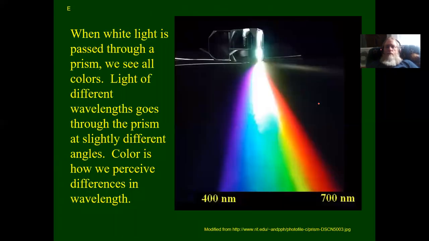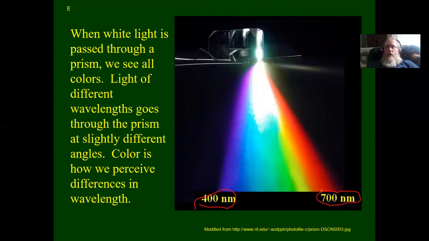All right, now, I'm sure you all know that if you send white light through a prism, that white light is broken up into all these pretty colors that we call a spectrum. And this happens because light of different wavelengths goes through the prism at slightly different angles. And color is how our brain perceives differences in wavelengths. And it turns out the short wavelength end of our vision, down here around 400 nanometers, is kind of the blue and violet end. And the long wavelength end around 700 nanometers is red.